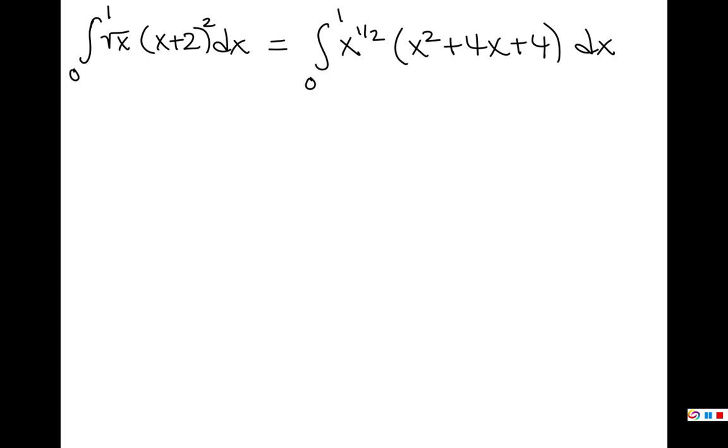Well, we're going to have to actually multiply things out. Square root of x is the same thing as x to the 1/2. And then I FOILed out the x plus 2 times x plus 2. That's how I got x squared plus 4x plus 4. Then I'm going to distribute the x to the 1/2, remembering that when we multiply, we add the exponents. So 1/2 plus 2 is 5/2. Then I got the 4x to the 3/2 because 1/2 plus 1 is 3/2. And then the last term, 4x to the 1/2.